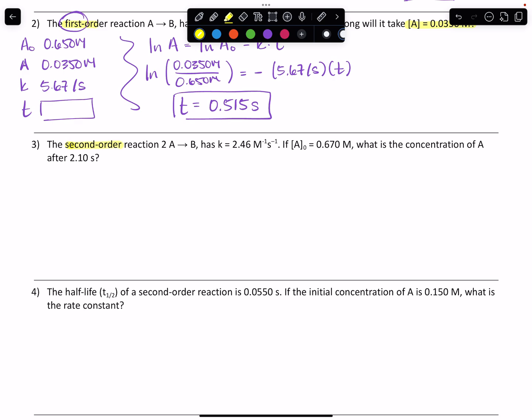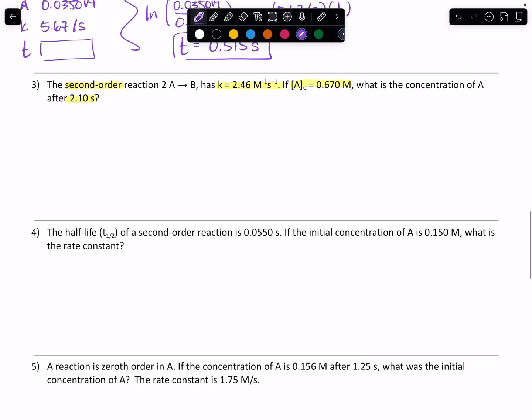Okay, here we have a second order reaction with a K value of 2.46 per molar per second. We have an initial amount of A at 0.67 molar, and we're asked what is the concentration of A after 2.10 seconds. All right, so again, second order this time. Initial amount of A, 0.670 molar. Final amount is our unknown. All right, we're also given K, 2.46 per molar second, and we have a time of 2.10 seconds.